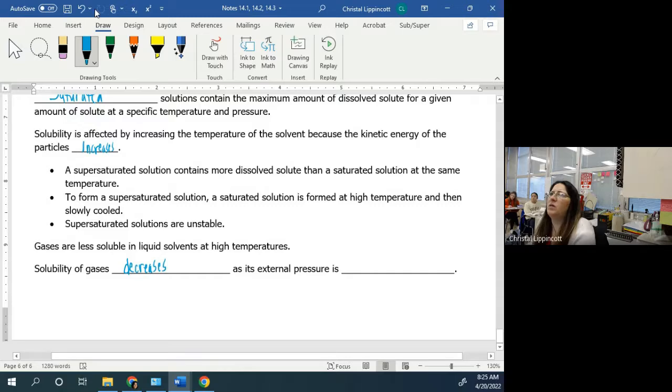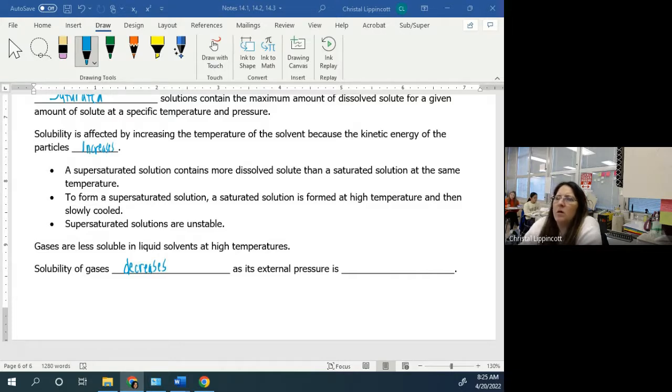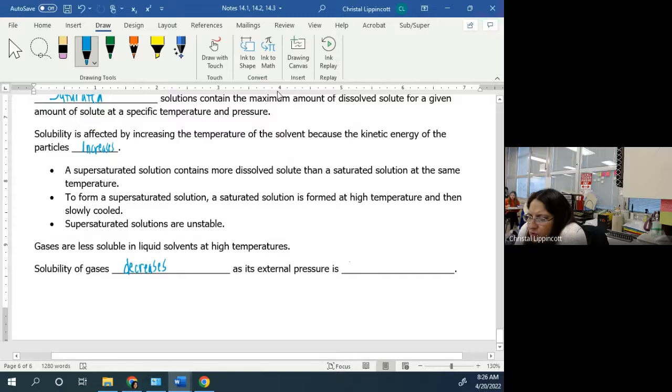Okay, Henry's law. I gotta just make sure that I'm thinking of this right. Okay, yeah, it is proportional. Okay, I was thinking of it right. So solubility of gases decreases as the external pressure is reduced. It is proportional. If this goes down, this goes down.